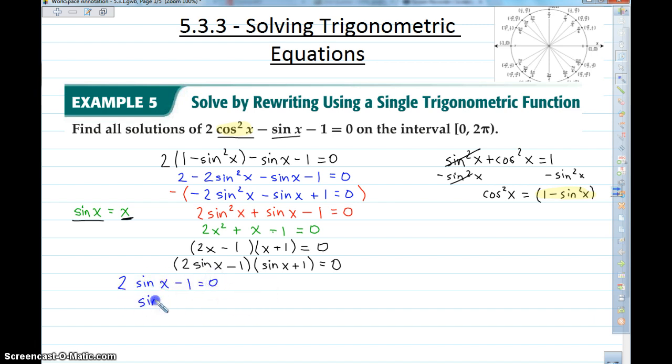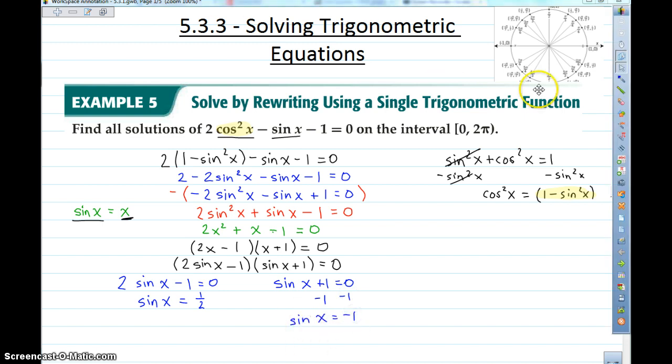When we solve for sine of x here, we've got to add the 1 over and divide by 2. I'm going to do that in one step. So I'm looking for solutions where sine of x is equal to 1/2. We'll solve that in a second. And I'm trying to solve for when sine of x plus 1 is equal to 0, or when sine of x is equal to negative 1.